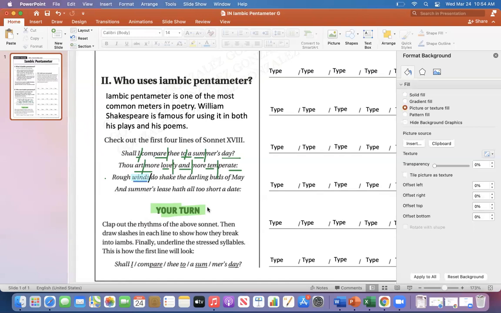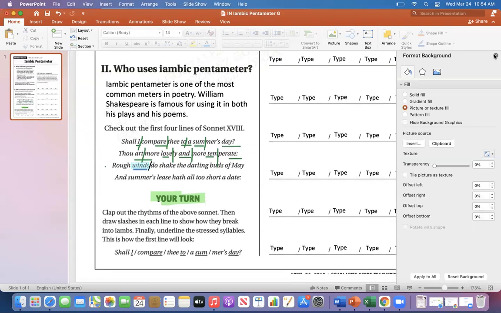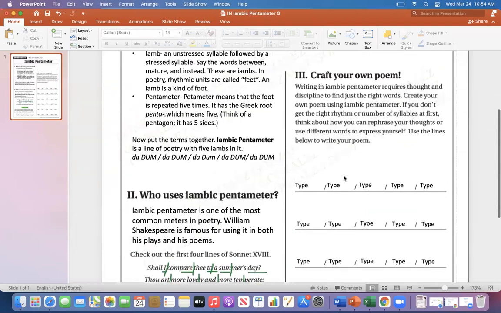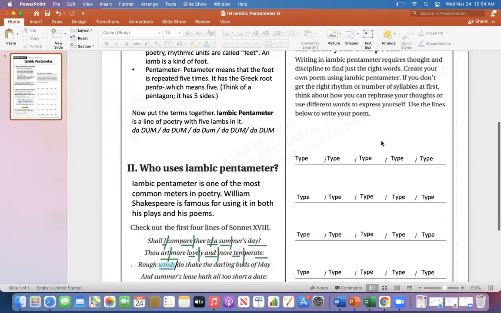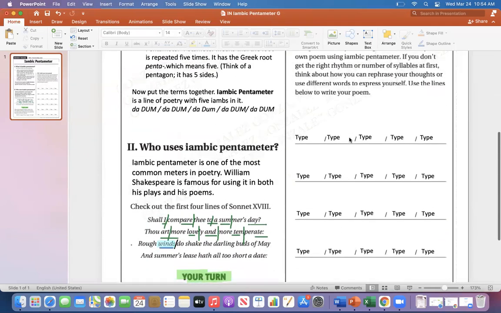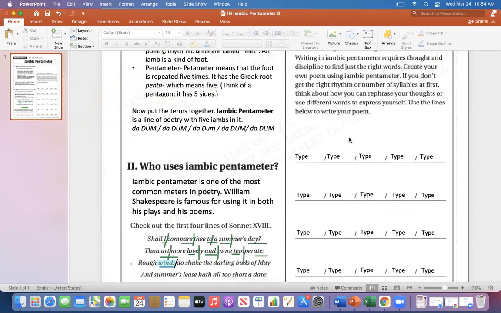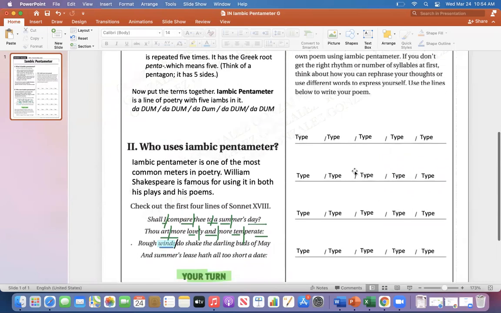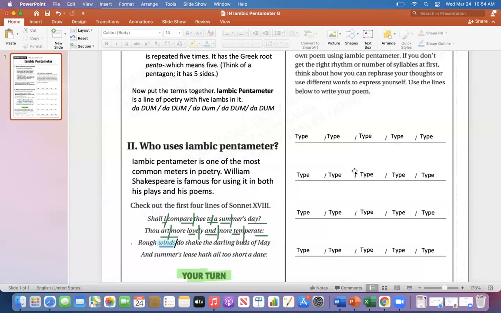Okay. All right. The next thing you're going to do on this, all alone, is come up with your own iambic pentameter. So I want you to create your own poem using iambic pentameter. And if you don't get the rhythm right or the number of syllables at first, think about how you can rephrase your thoughts or use different words to express yourself. And then I want you to write it in on these lines. It doesn't have to rhyme. Okay. It can just be some sentences. The whole point of this is for you to show me that you understand what iambic pentameter is.